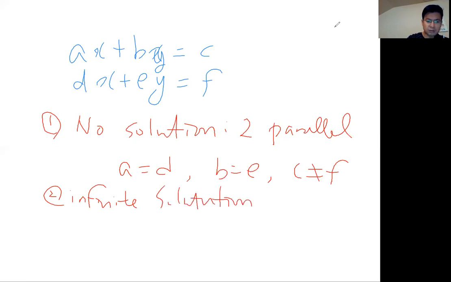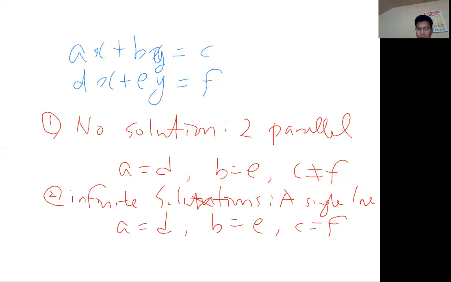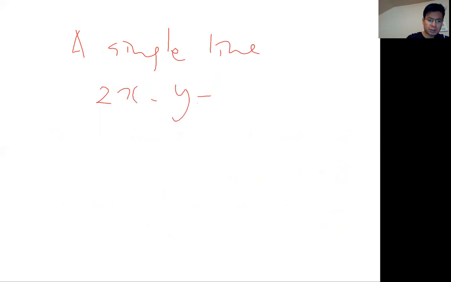As soon as you see infinite solutions, that means a single line. So A is equal to D, B has to be equal to E, C has to equal F. Next page: for what value of A would the following system of equations have an infinite number of solutions? As I said earlier, infinite solutions means a single line. Everything has to be equal to each other.